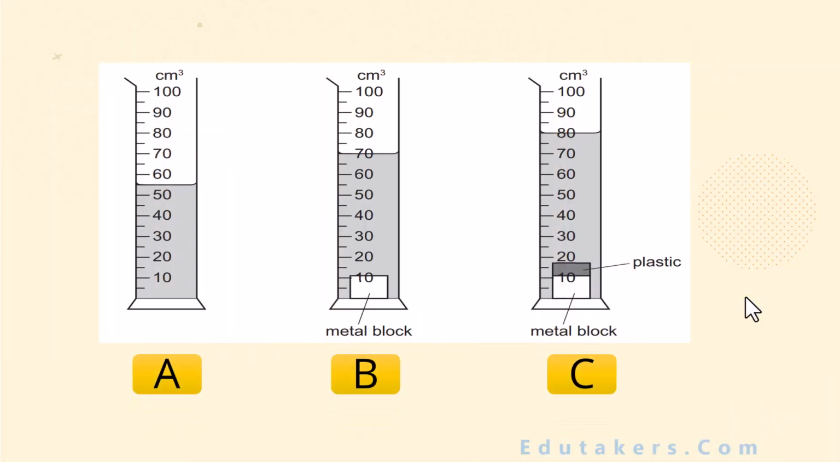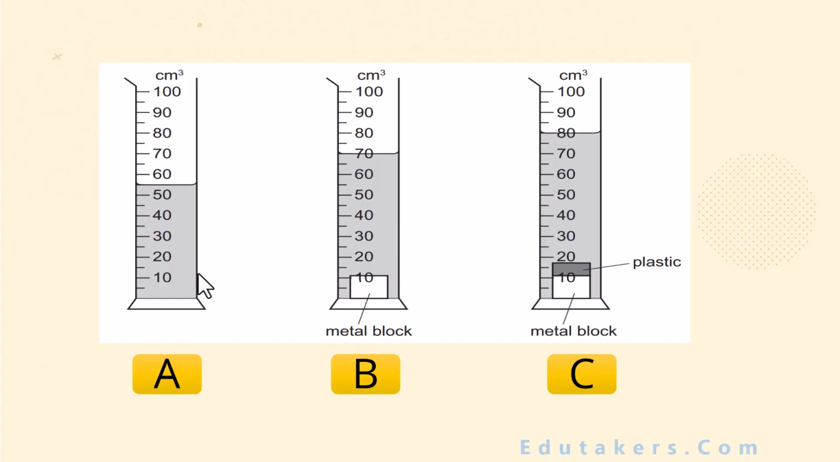So here the figure is given. In figure A, you can see that there is just a measuring cylinder filled with liquid. In figure B, a small metal block is lowered into the measuring cylinder and the level of the liquid rises up. In figure C, the metal block and plastic, both together, are lowered into the liquid and again the level of the water rises up.